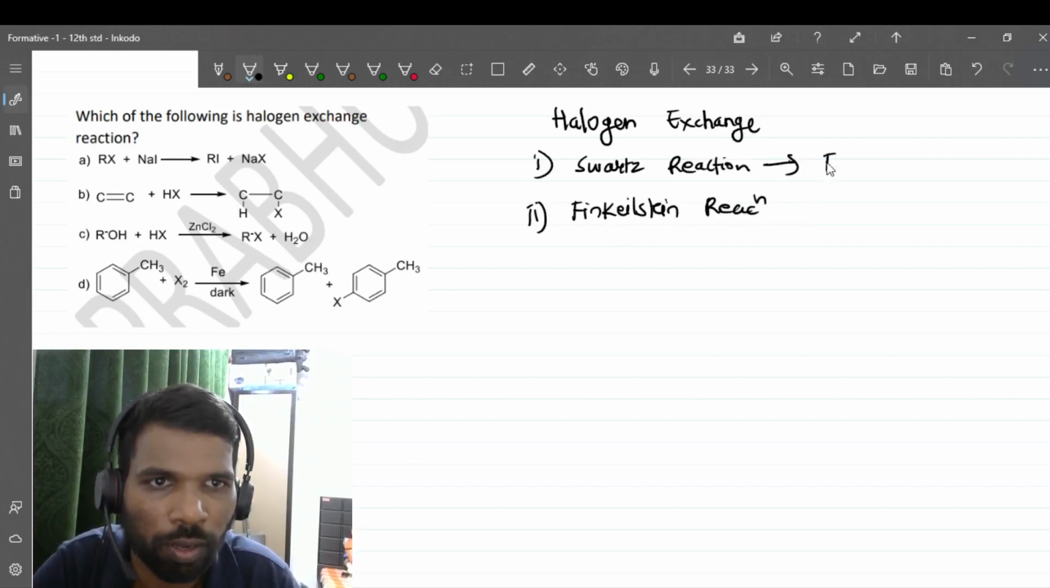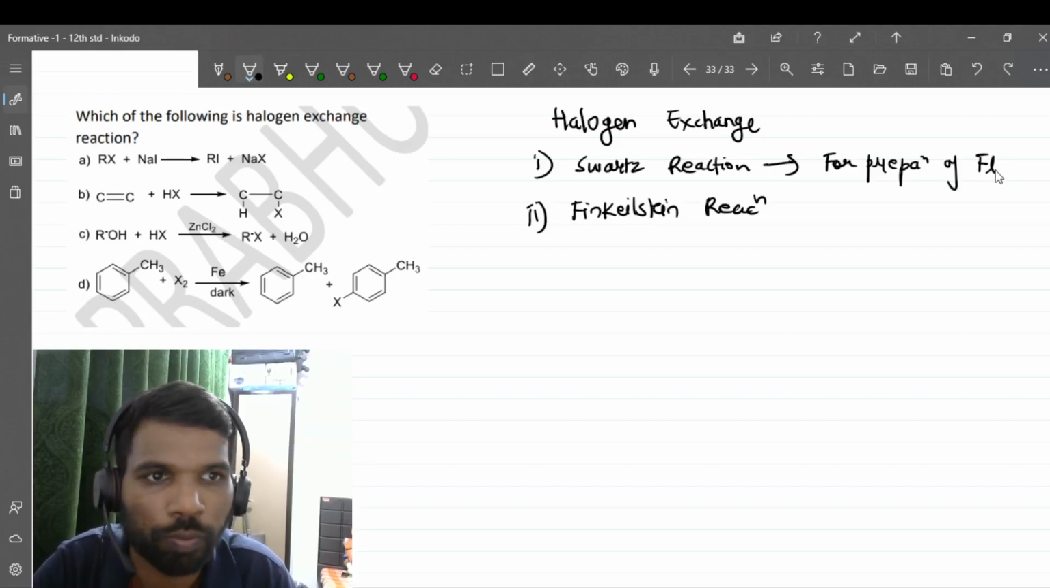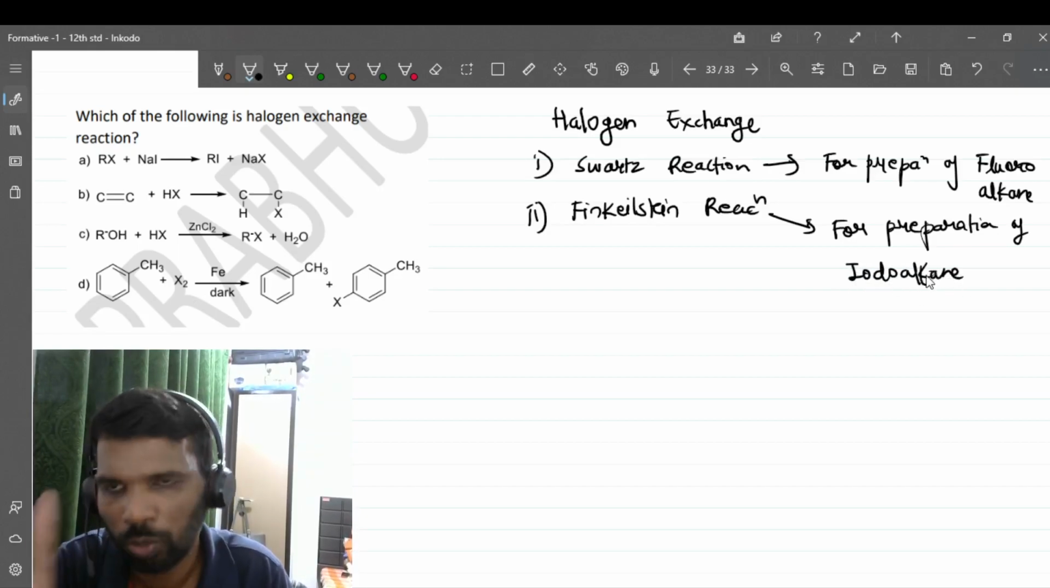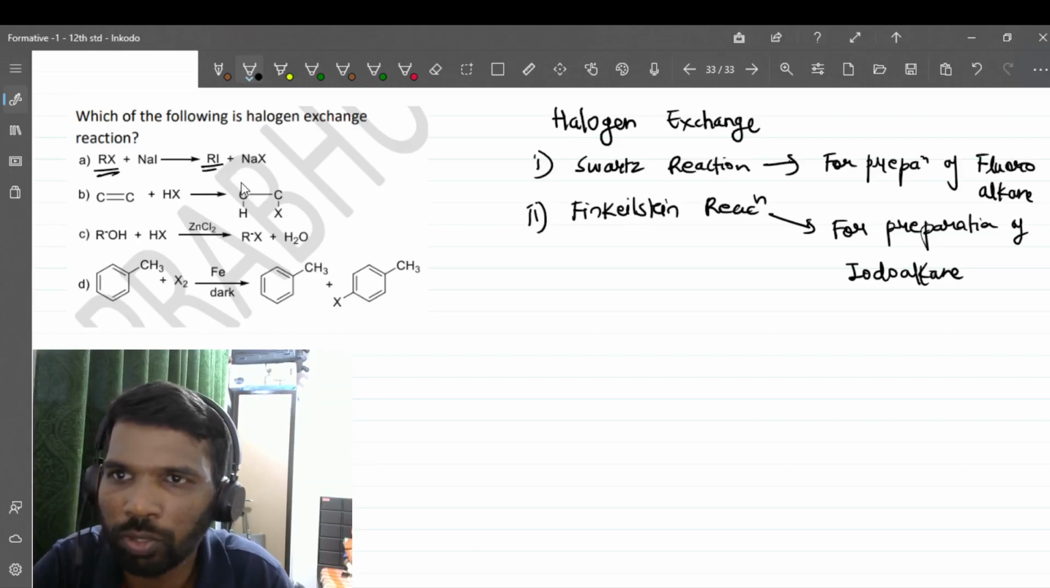Swartz is for preparation of fluoroalkane, right? And this is for preparation of iodoalkane. Okay, that is two things we are learning. Here, if you see, this is an alkyl halide, you are getting an alkyl halide. So here this iodine is getting exchanged with this, right? So that's why I guess the first should be the answer. Yes, this is a halogen exchange reaction.